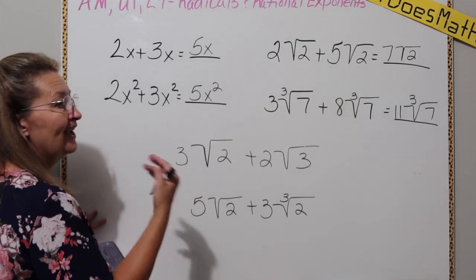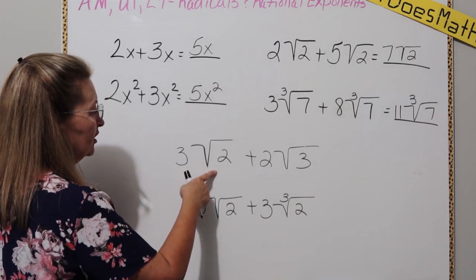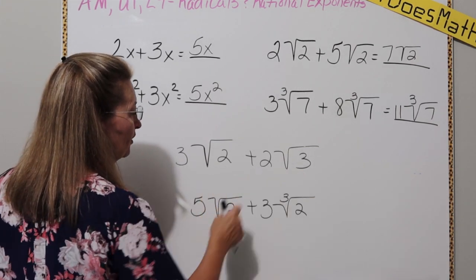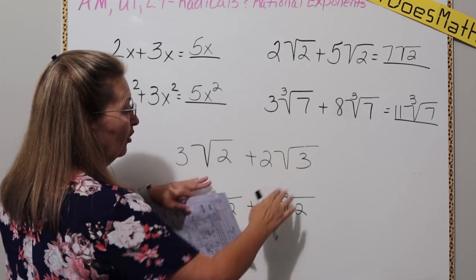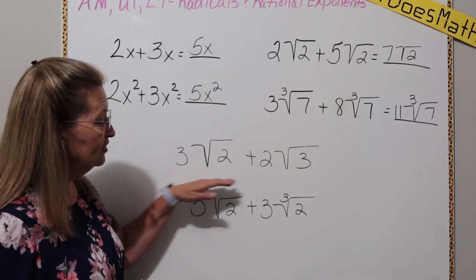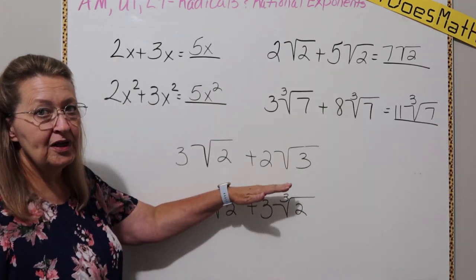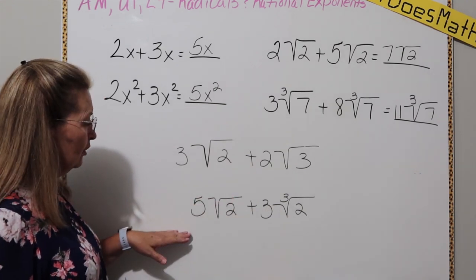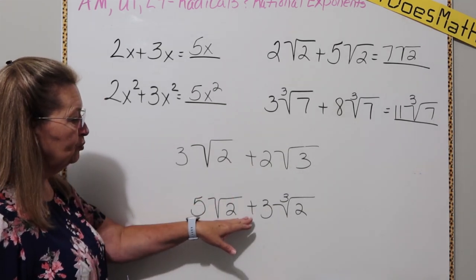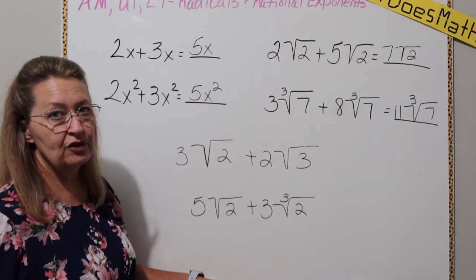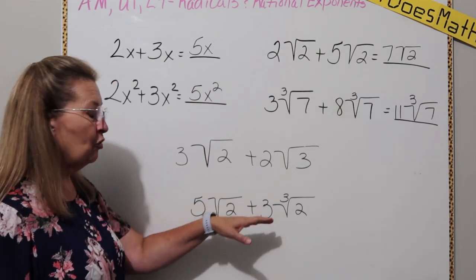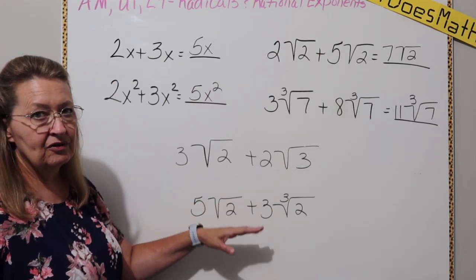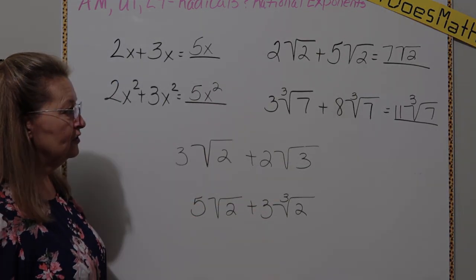Now let's look at what you cannot do. Here I've got 3 square root of 2 plus 2 square root of 3. The radical parts don't match. So this is already simplified. This would be your final answer. Here I've got 5 square root of 2 plus 3 cube root of 2. The indices don't match, so you can't add that either. So that is lowest form there.